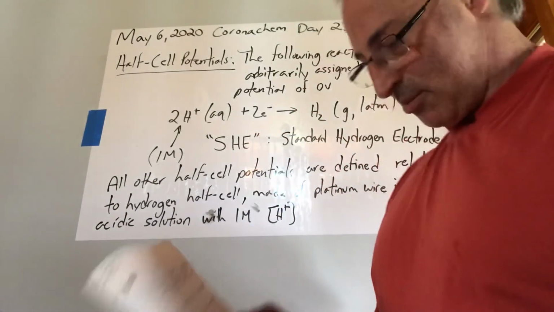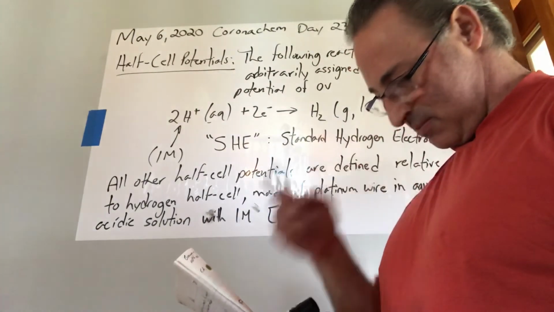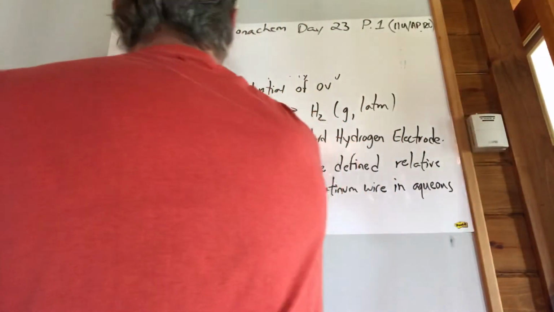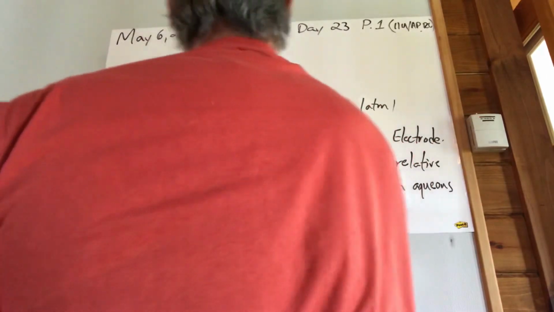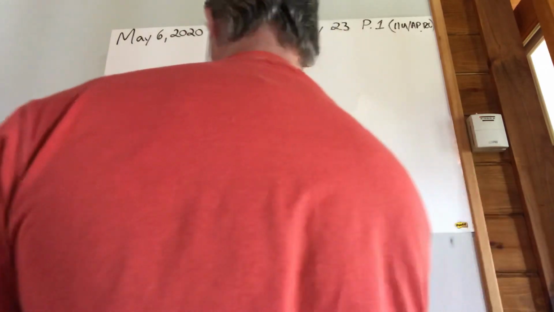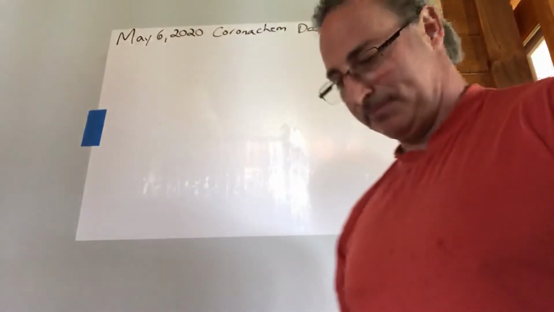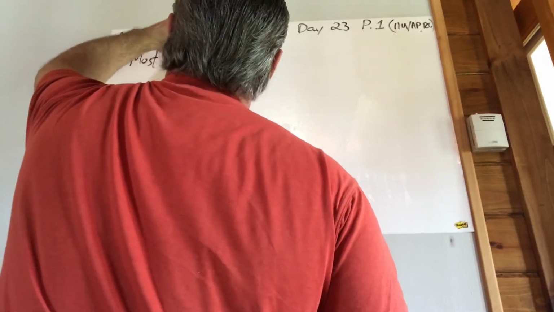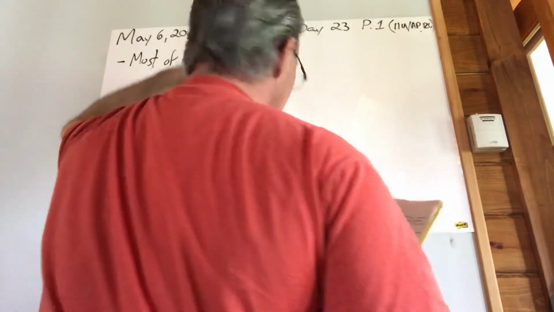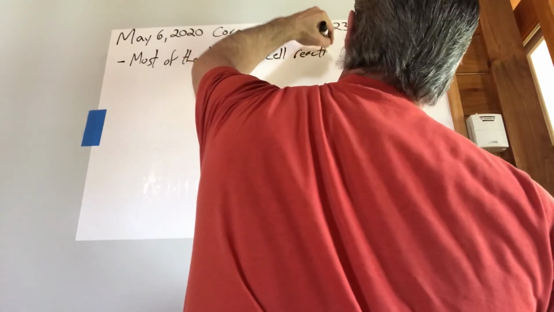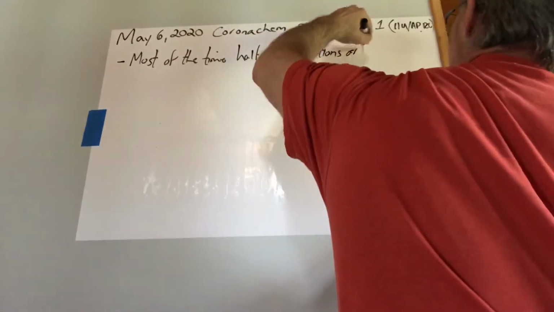I'll cut it off at the half-hour mark. I'm just going to say that tomorrow I'll spend the whole lesson explaining to you how half cell potentials are all written as reduction potentials, usually. So tomorrow this is what we're going to address. Most of the time half cell reactions are written as reductions.